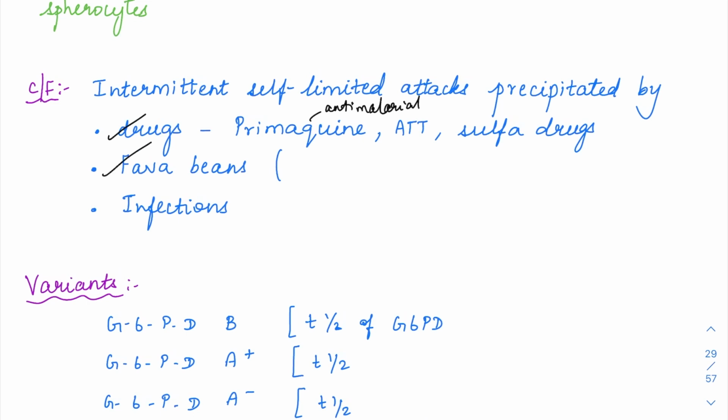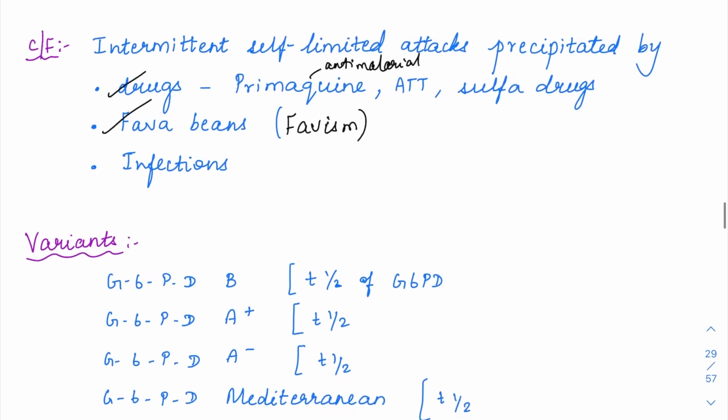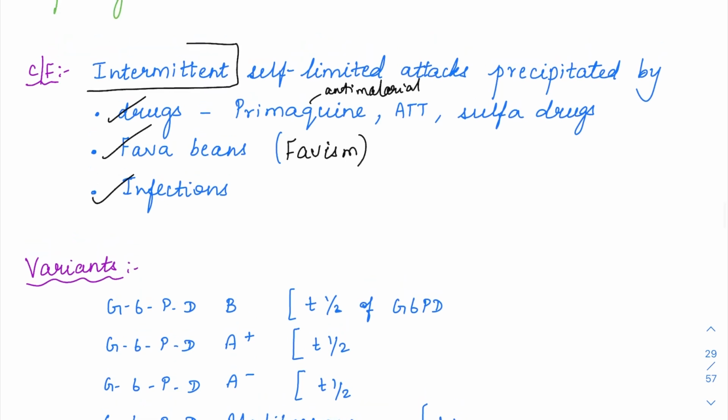Then fava beans consumption. A particular group of people consume fava beans, so that can result in G6PD deficiency, a picture that is called favism. Okay, then certain infections. Infections also can trigger oxidative stress, right, because of respiratory burst. So oxidative stress can be there, and that again can precipitate hemolysis. So the classical history will be intermittent episodes of hemolysis, and not a chronic disease.